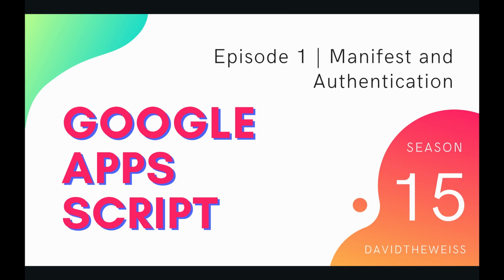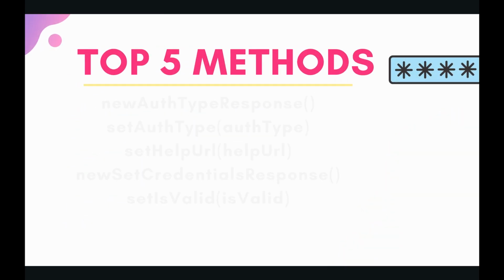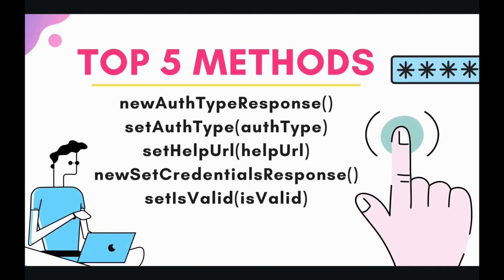In today's episode, we're going to be covering the manifest file, as well as the first step to building out a community connector, which is handling that connector's authentication. So the top 5 methods which I have prepared for today are newAuthTypeResponse, setAuthType, setHelpUrl, newSetCredentialsResponse, and finally setIsValid. So let's go on over to the code and learn how to implement authentication within your community connector.